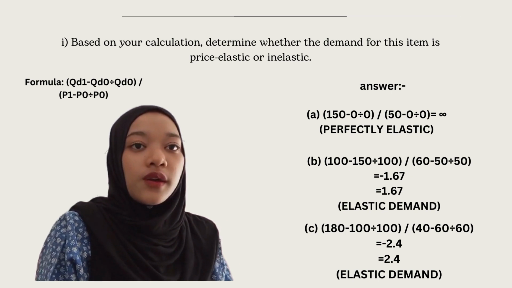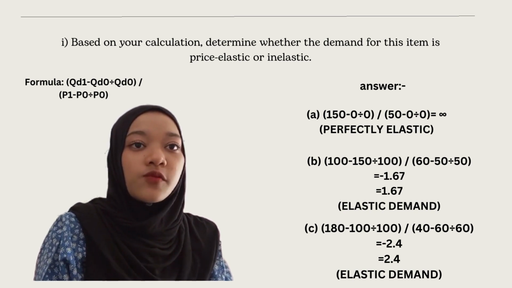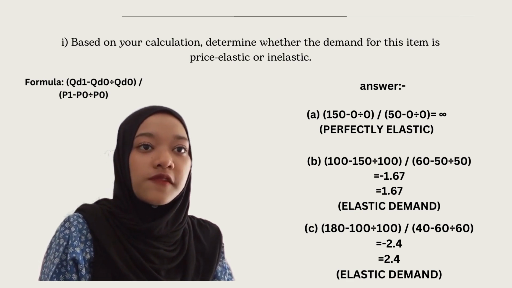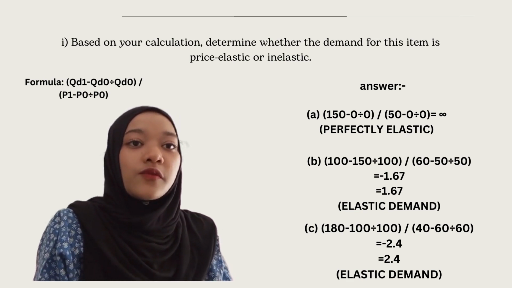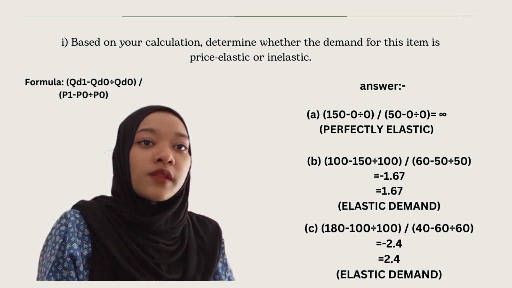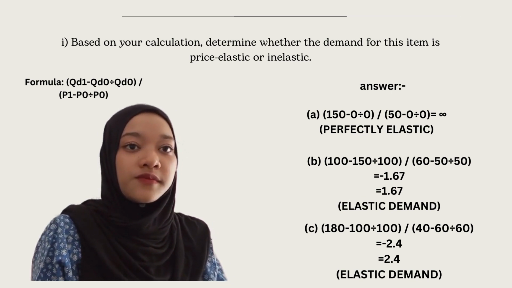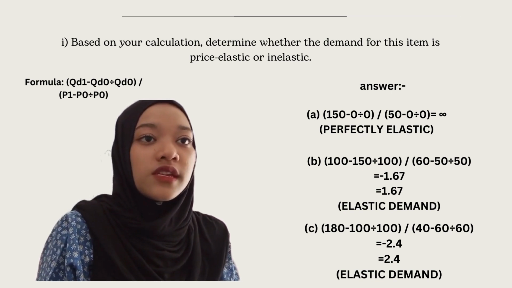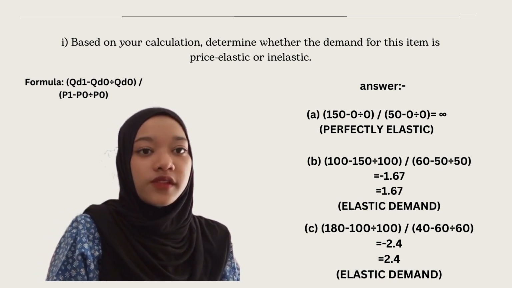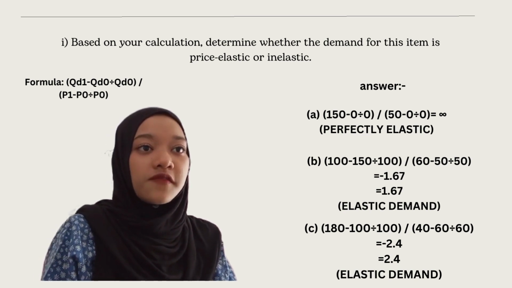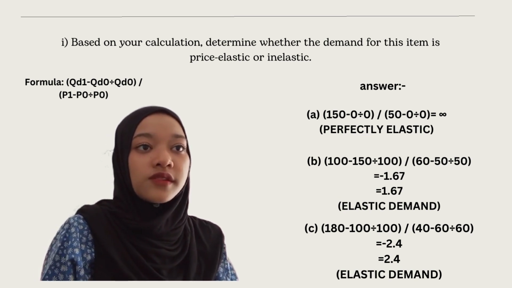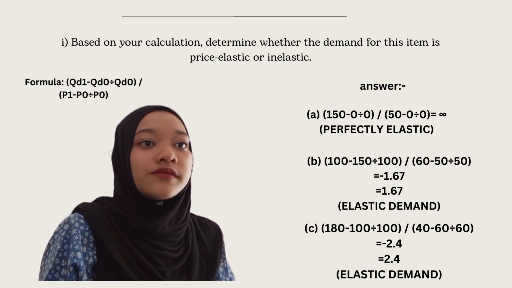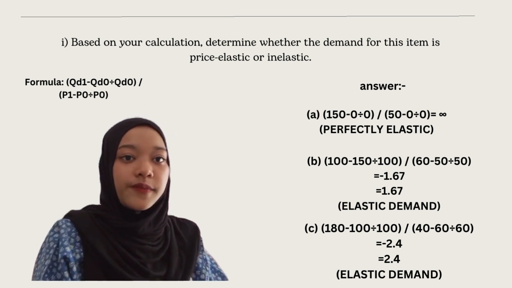For B, 100 minus 150 divided by 100, divided by 60 minus 50 divided by 50. We will get 1.67, and this means it was elastic demand. For C, 180 minus 100 divided by 100, divided by 40 minus 60 divided by 60. And we will get 2.4, and this means that it was elastic demand.